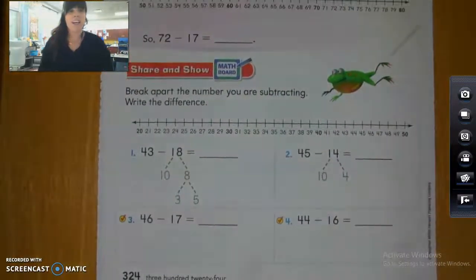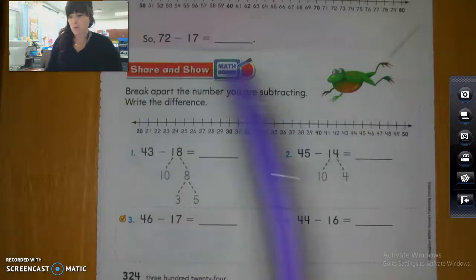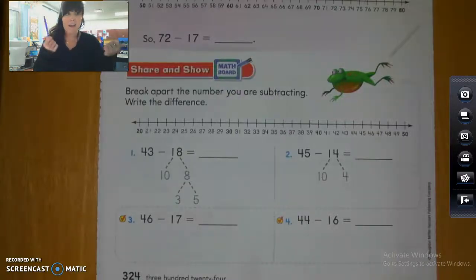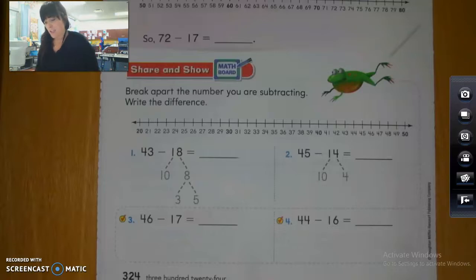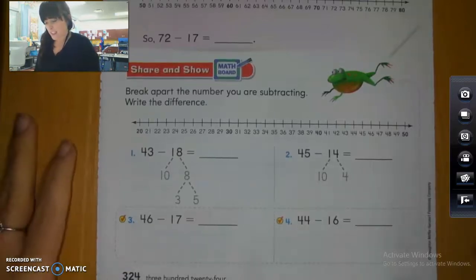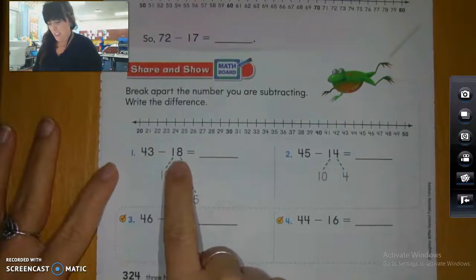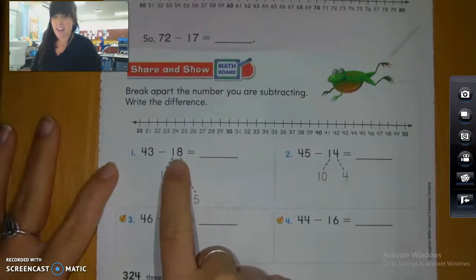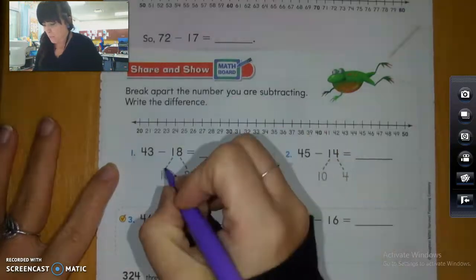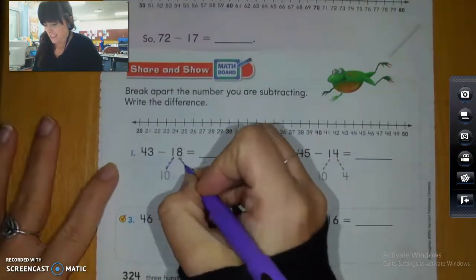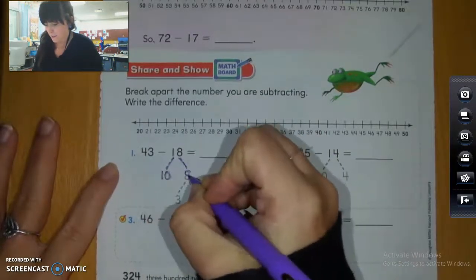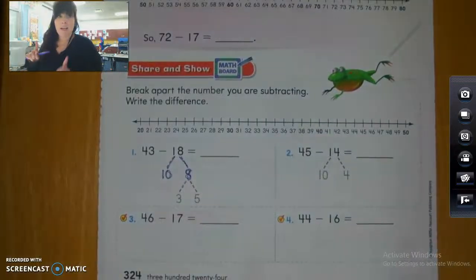All right, so again, I would probably use a pencil. That way you can erase your number line. I'm using my pen again, and it gets very messy. All right, so it says break apart the number you are subtracting and write the difference. So we have 43 minus 18. 18 is a big number, right? It's a 2-digit number. So right away we're going to break up that 18 into 10 and 8, because 10 plus 8 equals 18.